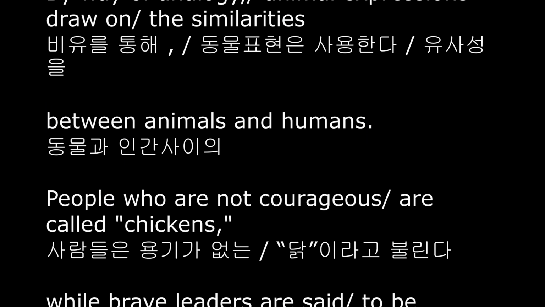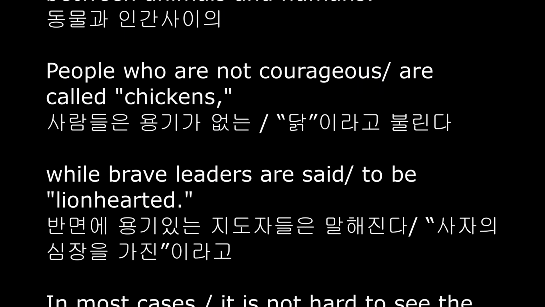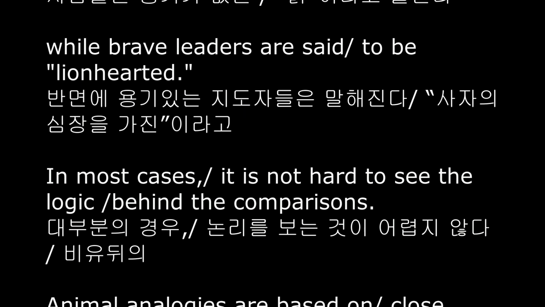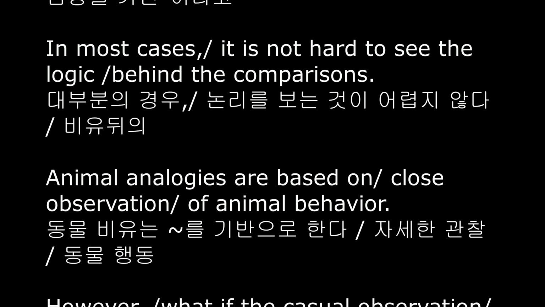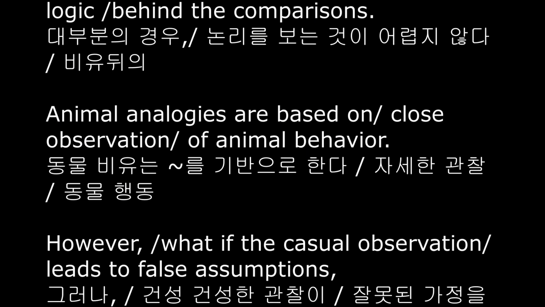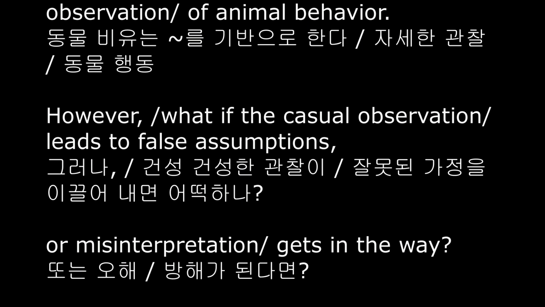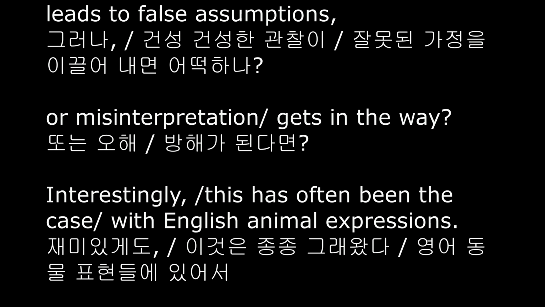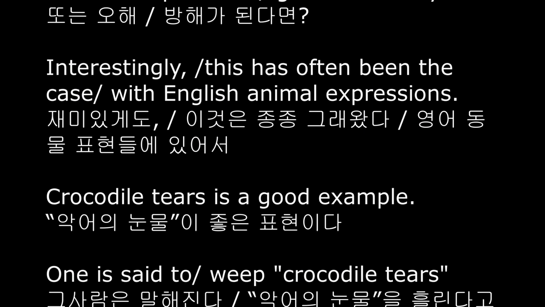People who are not courageous are called chickens, while brave leaders are said to be lion-hearted. In most cases, it is not hard to see the logic behind the comparisons. Animal analogies are based on close observation of animal behavior. However, what if the casual observation leads to false assumptions or misinterpretation gets in the way? Interestingly, this has often been the case with English animal expressions.